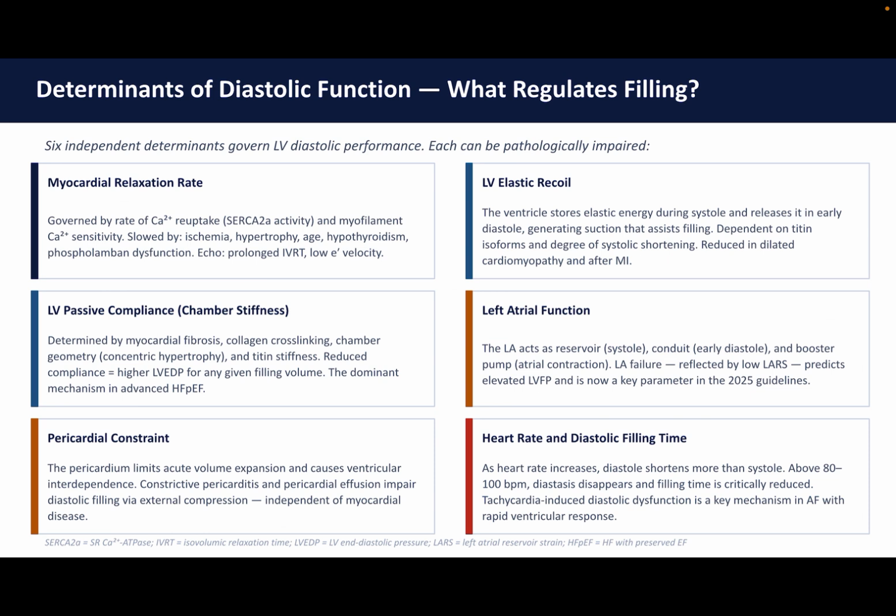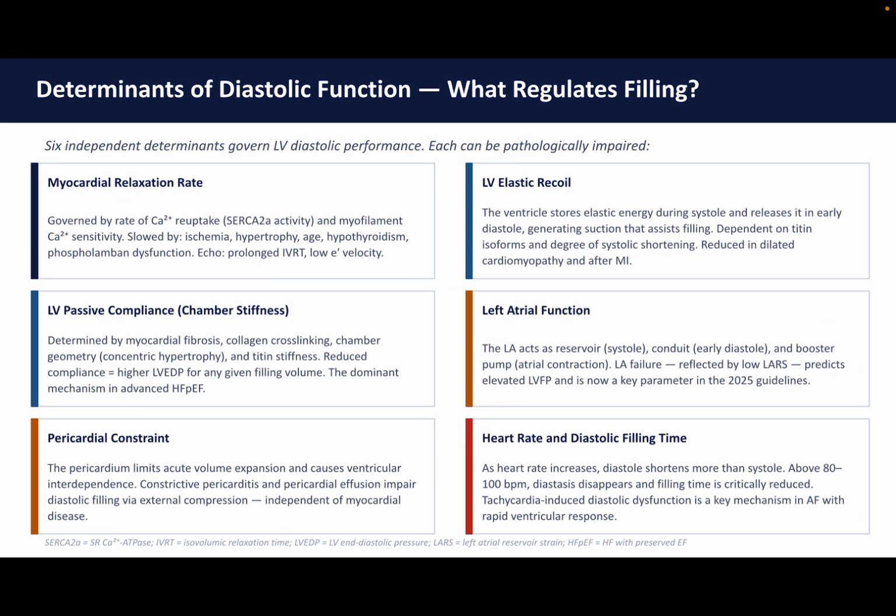Number 1, myocardial relaxation rate, governed by SERCA2A activity and myofilament calcium sensitivity, slowed by ischemia, LVH, aging, hypothyroidism. Echo correlate: prolonged IVRT and reduced E prime velocity. This is the classic impaired relaxation mechanism, or grade 1 dysfunction.